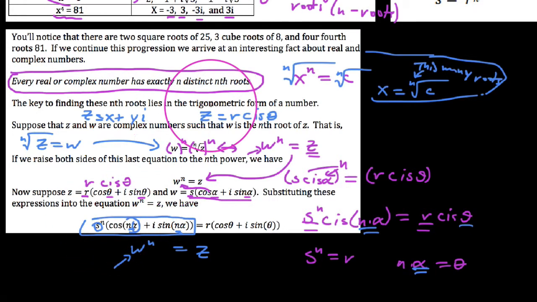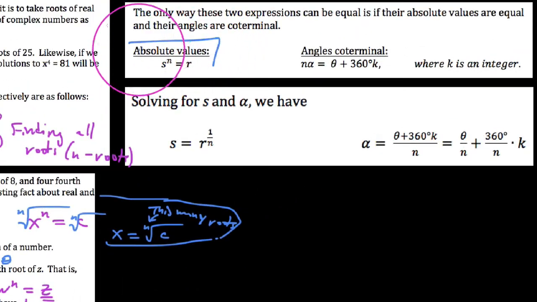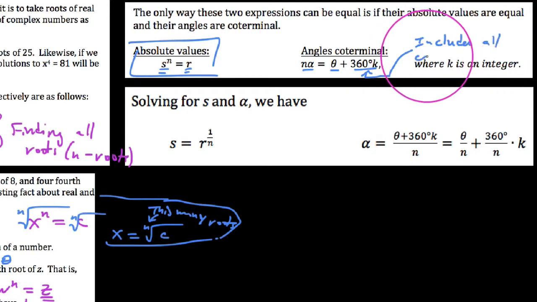So if we're going to find this, basically we built this in. Absolute value wise, the absolute value of a number is equal to s to the n here, or the root to some power is equal to what you get when you get the actual number. And then also this, we had n alpha down here. We said n alpha had to be equal to theta. Now you'll notice that when I say n alpha equals theta, in this instance I write plus 360 degrees times k. And if I wanted to make any note on this, this just includes all coterminal angles.